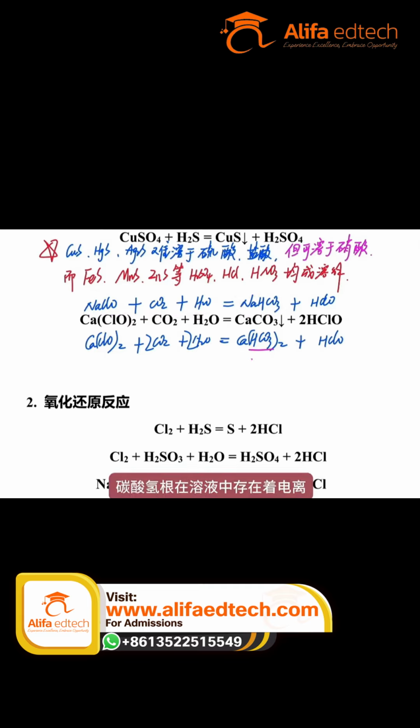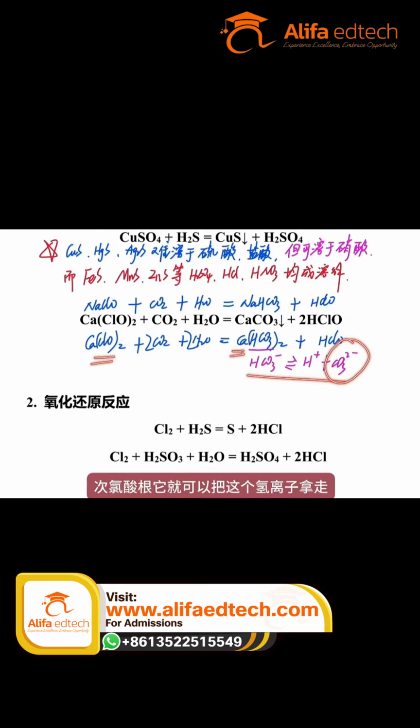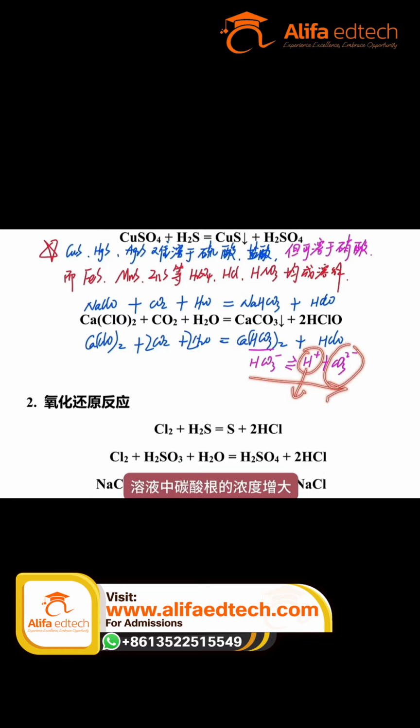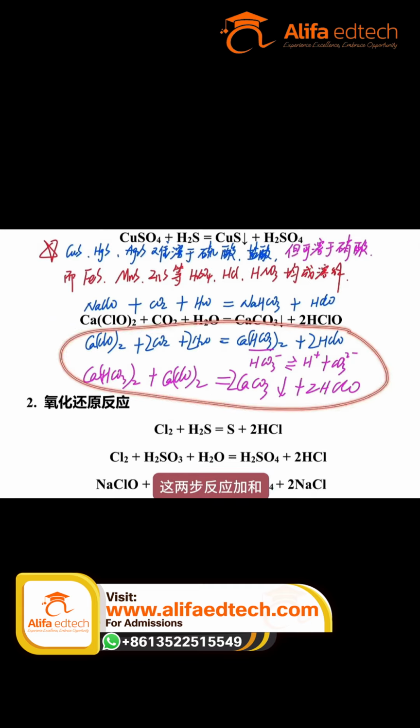We know that the bicarbonate ion undergoes ionization in solution. Normally, the carbonate ions produced by this ionization are not enough to form a precipitate with calcium ions. However, due to the presence of hypochlorite ions, they can take away some of these hydrogen ions, causing the ionization equilibrium of the bicarbonate ion to shift to the right. The concentration of carbonate ions in the solution increases, and they can then form a calcium carbonate precipitate with the calcium ions. So, in reality, another reaction step occurs. Adding these two reaction steps together gives you the overall reaction equation.